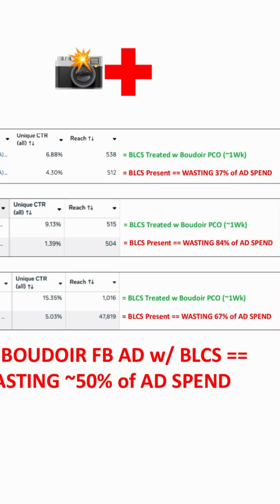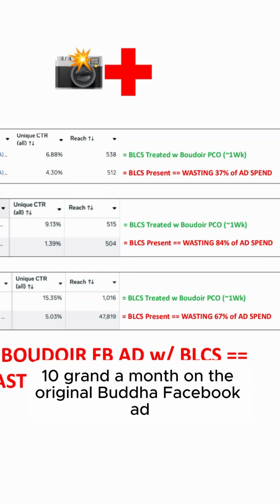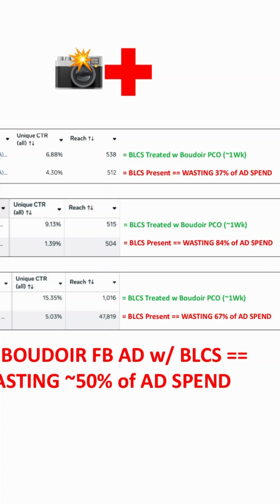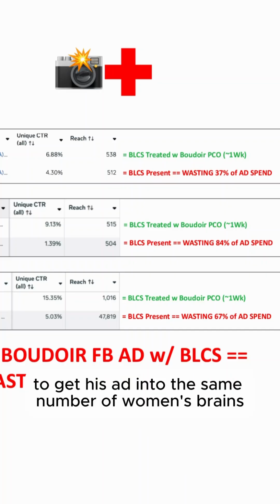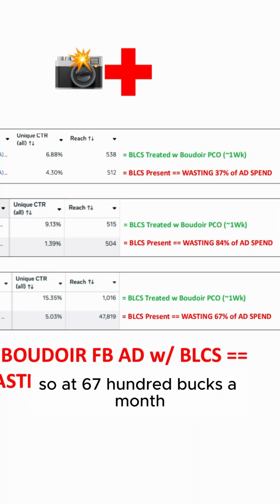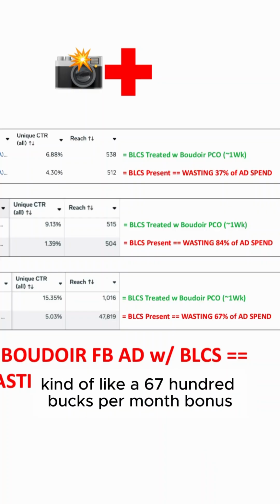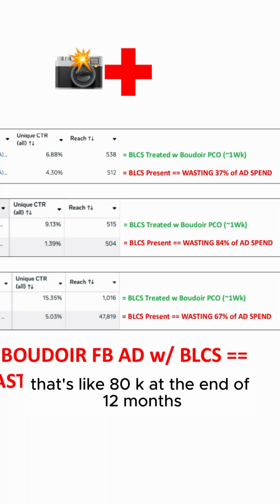As a result, if he's spending 10 grand a month on the original Boudoir Facebook ad, now he only needs to spend 3,300 bucks a month to get his ad into the same number of women's brains. So the 6,700 bucks a month, he no longer has to spend, no longer has to burn, he keeps it in his pocket, kind of like a 6,700 bucks per month bonus. That's like 80K at the end of 12 months.